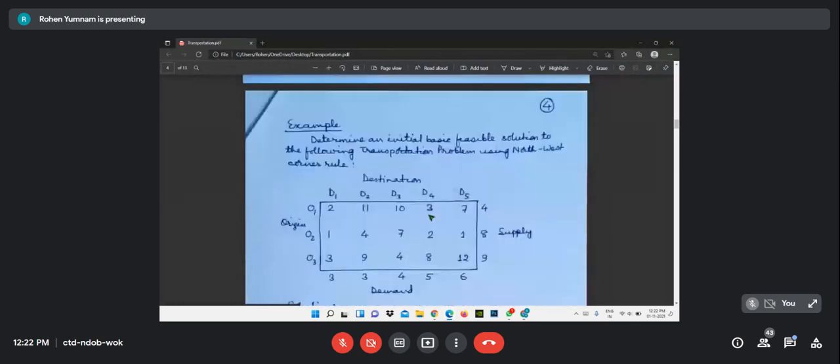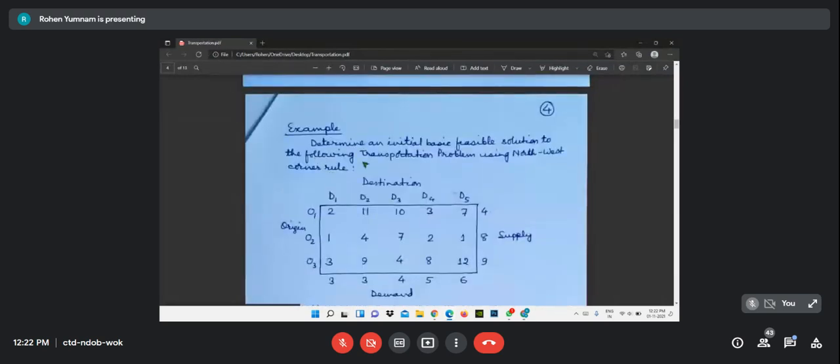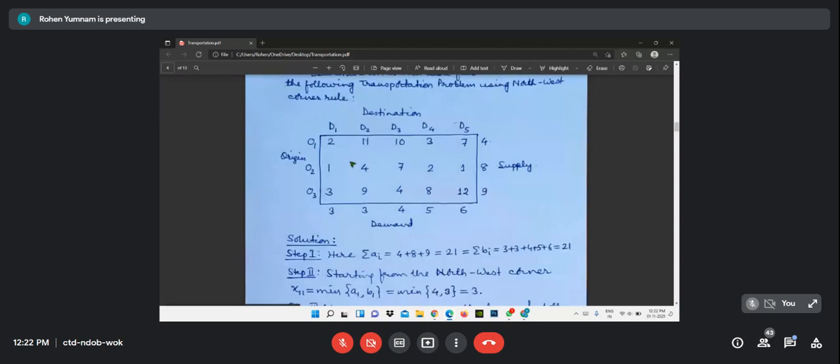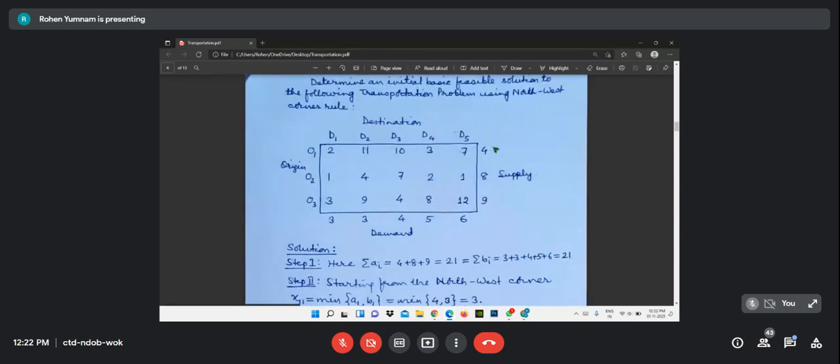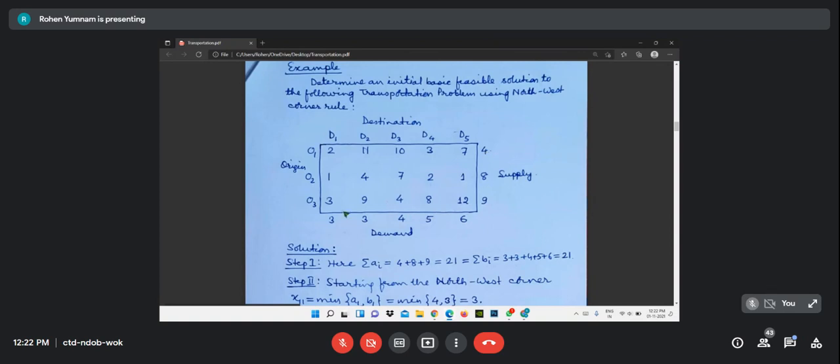See, this is the problem. The question is: determine an initial basic feasible solution to the following transportation problem using the northwest corner rule. O1 has 4 items, O2 has 8 items, O3 has 9 items. D1 has 3 demand, D2 has 3 demand, D3 has 4 demand, D4 has 5 demand, D5 has 6 demand.